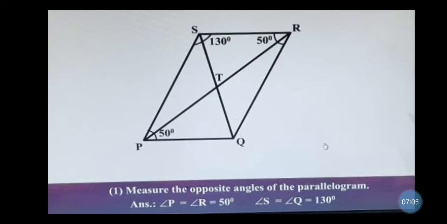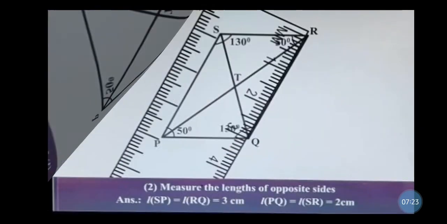First question, measure the opposite angles of the parallelogram. Angle P is equal to angle R, that is 50 degrees. So the opposite angles are equal. Angle S is equal to angle Q, that is 130 degrees. So the opposite angles of a parallelogram are congruent.